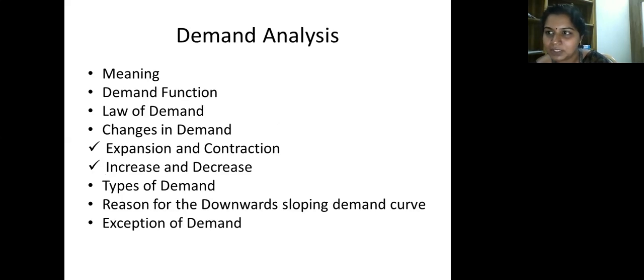This is another important area. I'm moving fast, otherwise we cannot cover it. These are the areas you have to cover. Demand function is very important. Under demand function, you will study the determinants of demand. The law of demand shows the relationship between price and demand: expansion, contraction, increase, decrease. You have to give more importance to expansion and contraction, and to increase and decrease. I will tell you what sort of questions are there in your previous year question papers. Then types of demand, reason for the downward sloping demand curve, and exceptions to the law of demand. These are the major areas you have to cover for the NET exam under demand analysis.